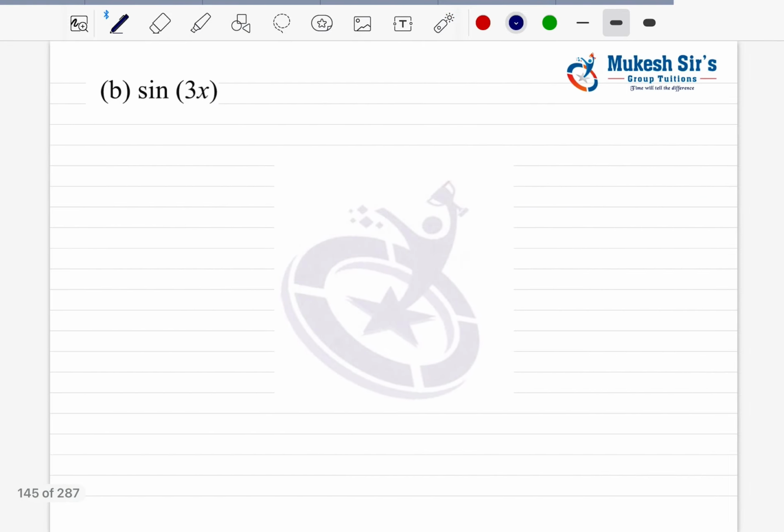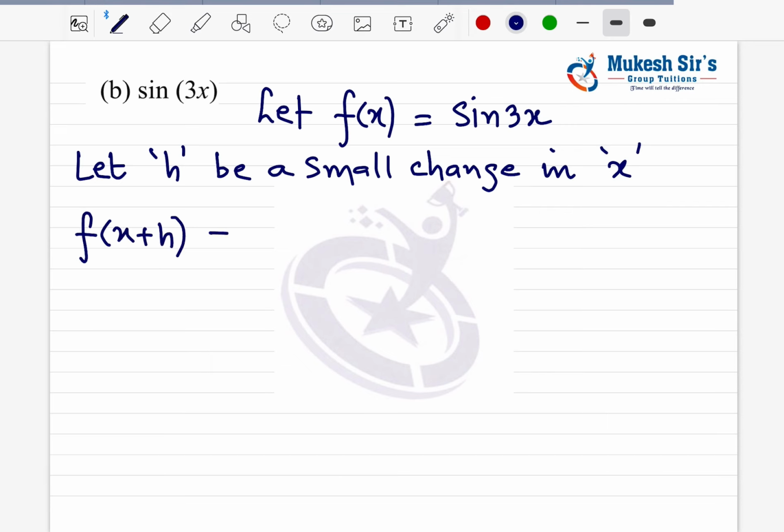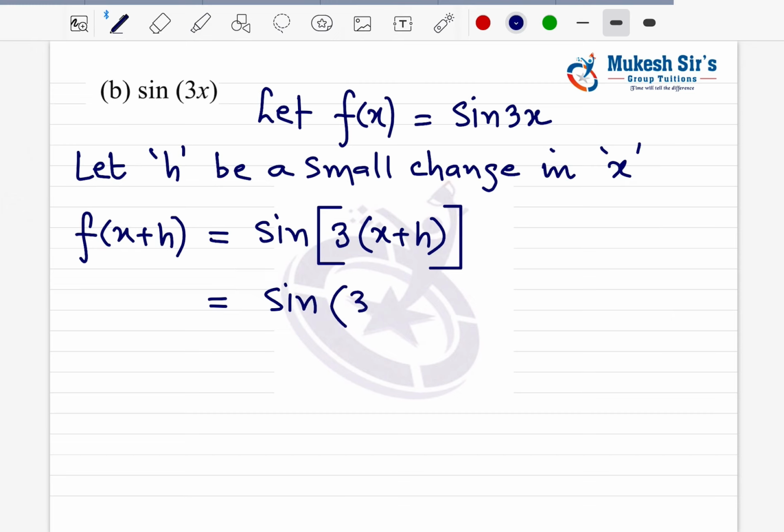So again we go by the same method. You have to assume the question as f of x. So let f of x is equal to sine 3x. Then you can say let h be a small change. Now you need not write the statement. You can directly find f of x plus h in the value of x. So f of x plus h will become sine of 3 into x plus h. Instead of x, you have to replace x plus h. Okay? So this becomes sine 3x plus 3h.